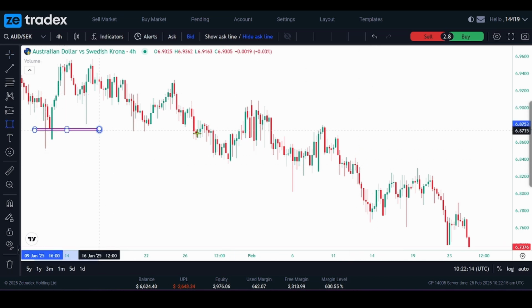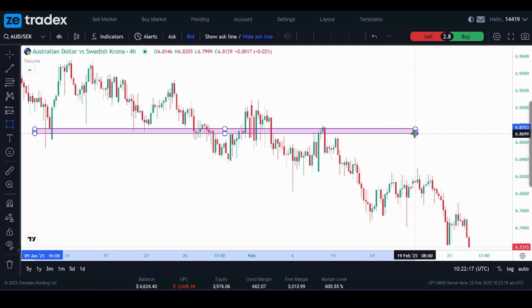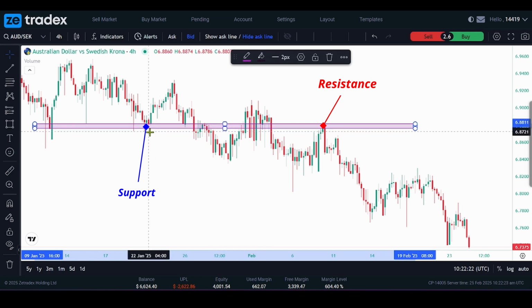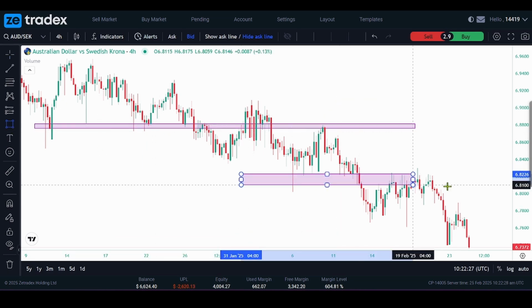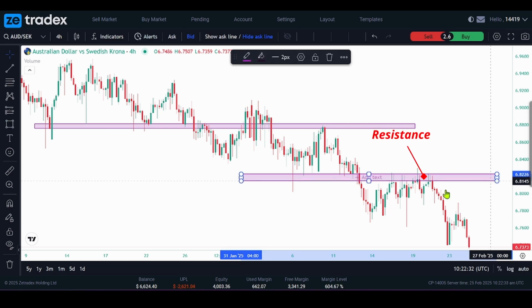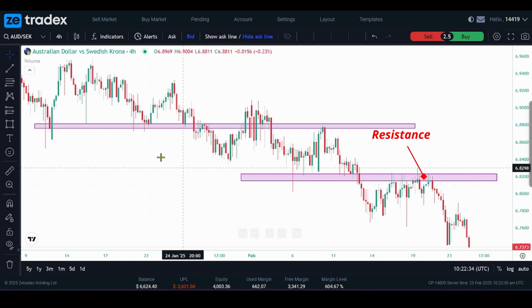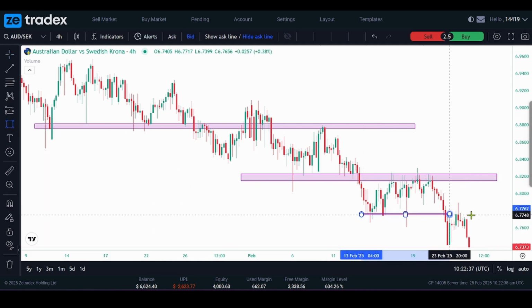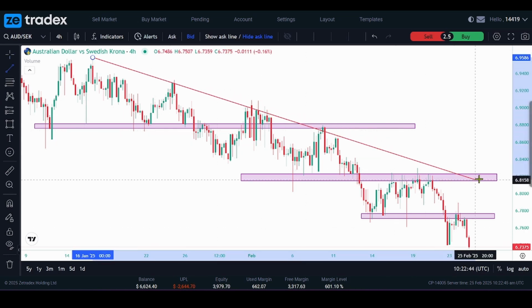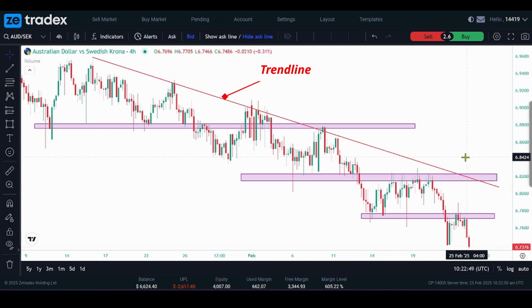Okay, we have a resistance here that was previously support. Nice. Let's draw a trend line here. Nice.